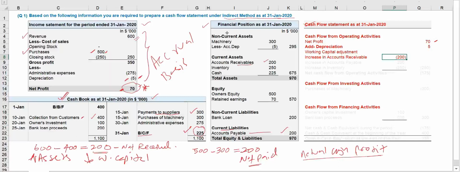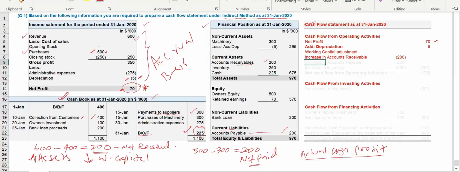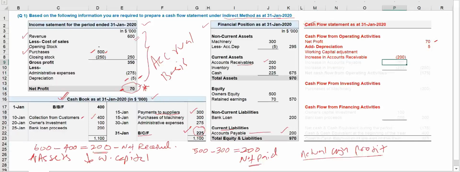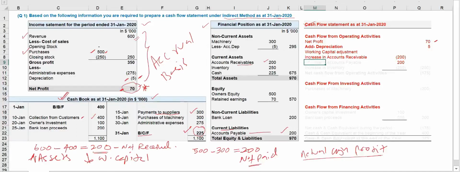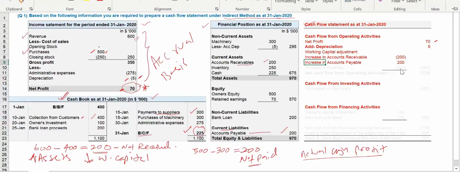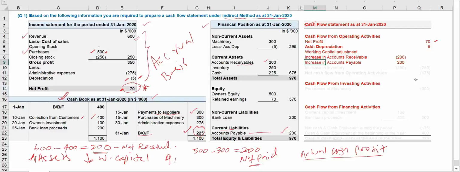So this is because of accrual accounting. The net profit of 70,000 is less by 200,000. So what do we have to do? We need to add back this 200,000 as an increase in accounts payable under working capital. So any increase in accounts payable or liabilities will result in an increase or addition to the working capital. Is that clear?